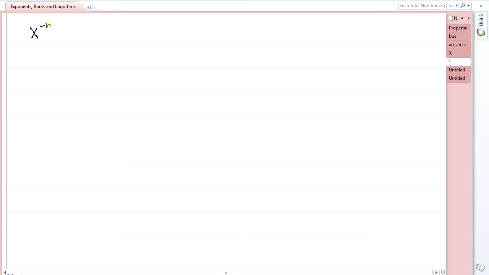X to the negative n, x to the 1 over n. Very common rules that get mixed up quite often, sometimes with each other, sometimes students just mess them up. For example, 7 to the negative 2. I have heard on numerous occasions that the answer is negative 49 because they think it is 7 squared with a negative in front. That is a no-no. What it is, is 1 over 7 squared. Take the negative exponent, move it to the denominator, have 7 squared, you get 1 over 49.